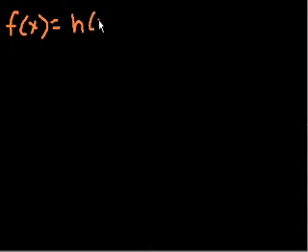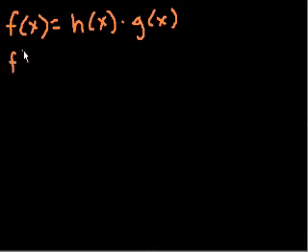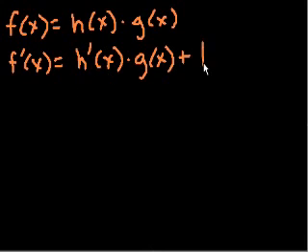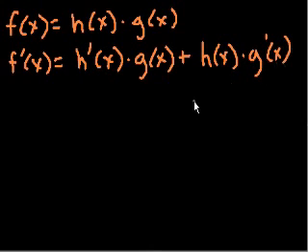Let's say that f of x is equal to h of x times g of x. This is the product rule. In the chain rule, it was f of x is equal to h of g of x. I don't know if you remember that. But in this case, f of x is equal to h of x times g of x. If that's the case, then f prime of x is equal to the derivative of the first function times the second function plus the first function times the derivative of the second function. Pretty straightforward. Let's apply it.